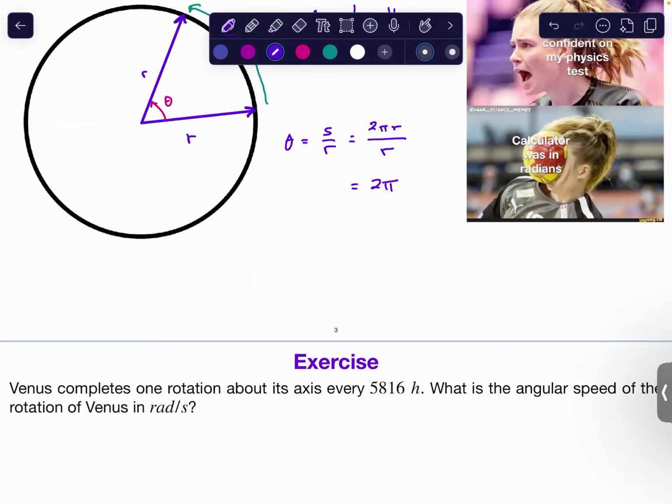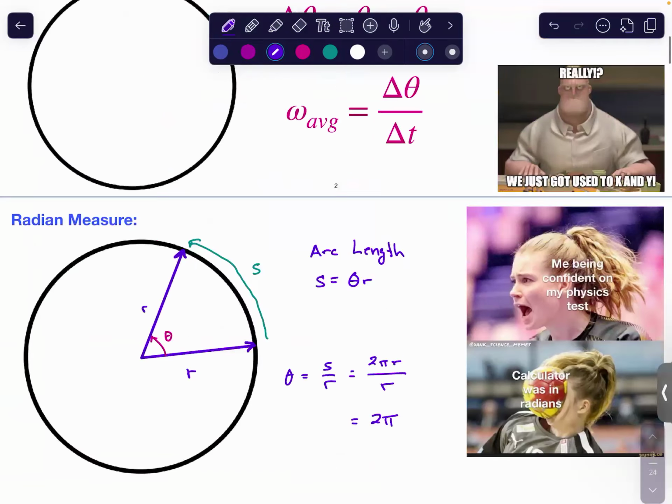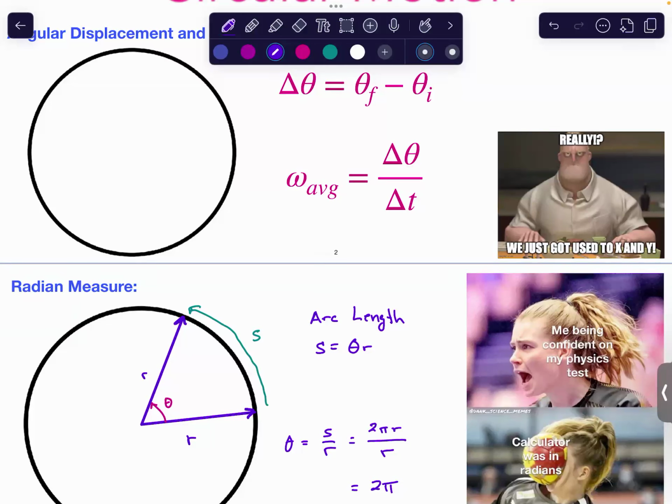Look up what your radians are, or remember what your units are. As we go through, pay attention to units. Because, for example, if this is in radians and this is in seconds, your angular velocity will be in radians per second.